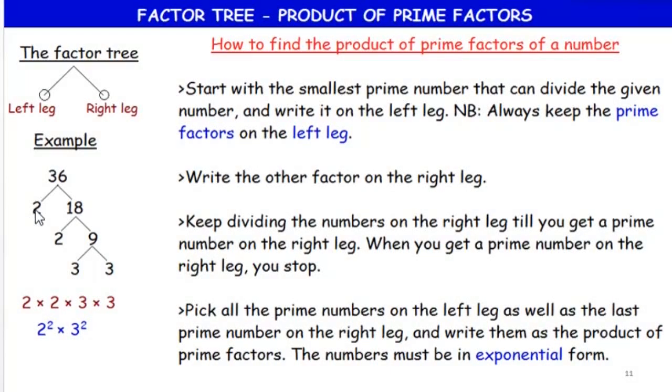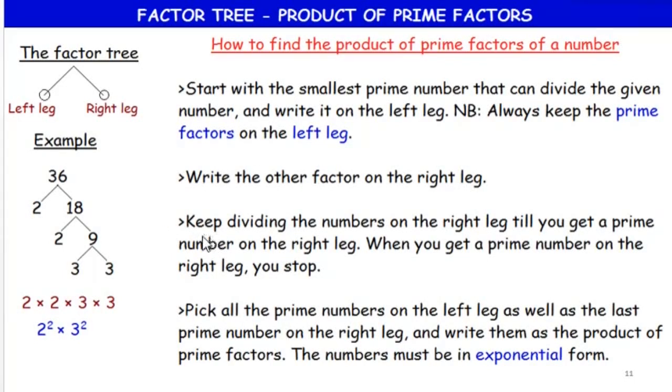So we have 2 here, right? Now step 2, write the other factor on the right leg. So if 2 can divide 36, how many times can 2 divide 36, right? We are going to write that other factor on the right leg here, right? So for sure 2 divides 36 18 times, so we write the 18 on the right leg over here, right? Good. Let's move on. The third step.